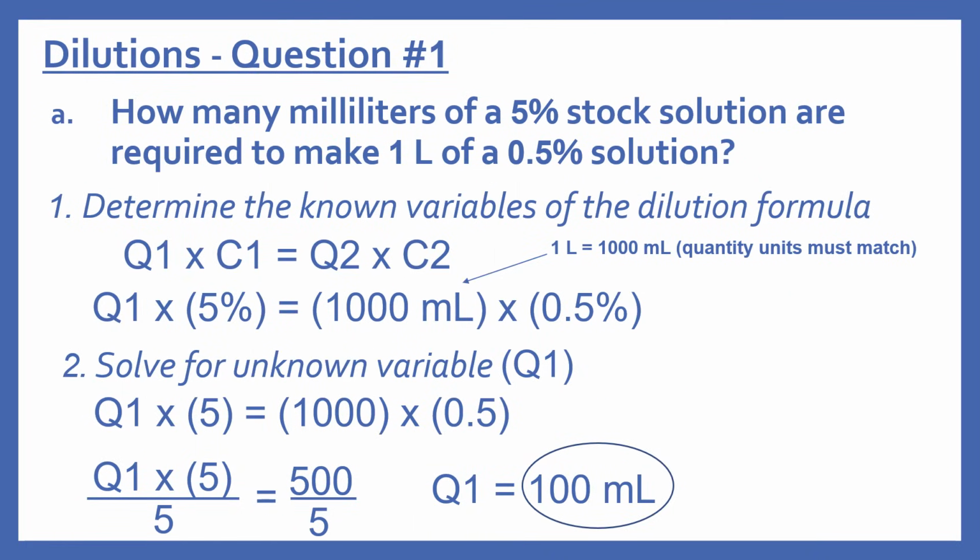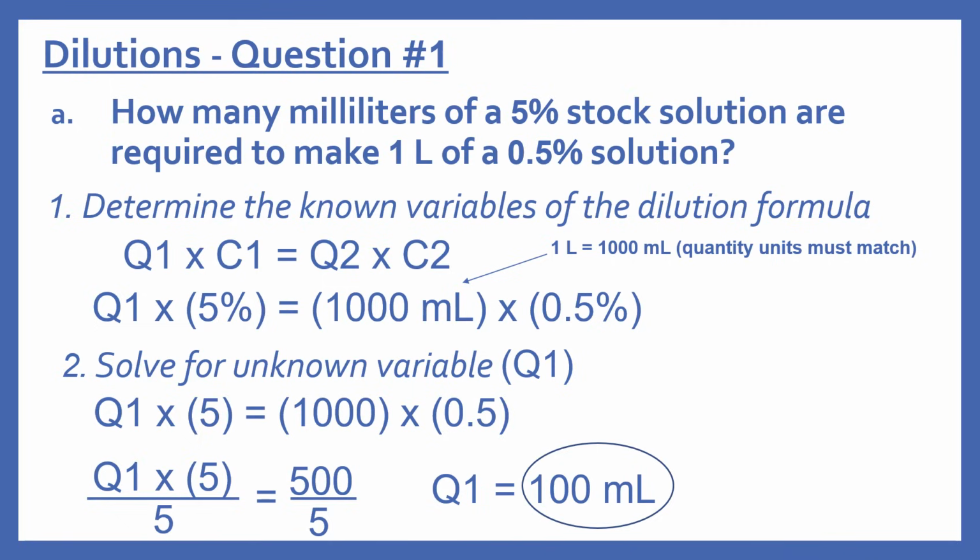Now we'll look at some example questions about dilutions. We'll begin with question number 1, and this is part A. How many milliliters of a 5% stock solution are required to make 1 liter of a 0.5% solution?